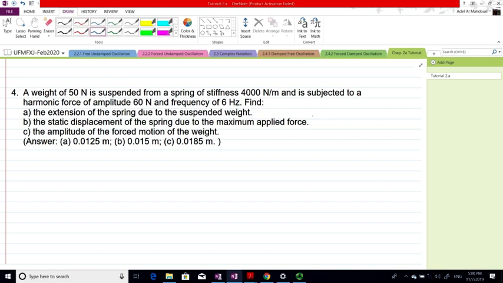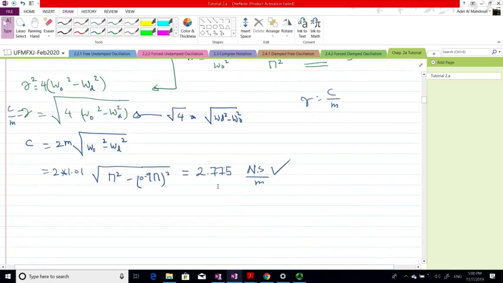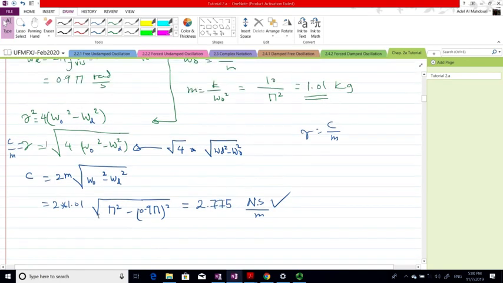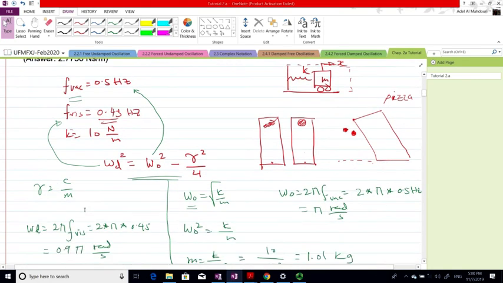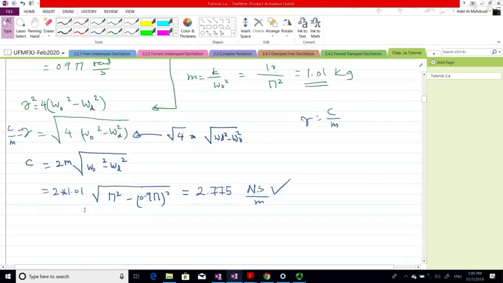Ah, okay. So the error, you know, is this: it is 1.01. If you instead of 1.01 used 10 over pi squared, and you put it in here, then you will get the same answer. Yes, 2.7750. So just plug 10 over pi squared in here, okay?